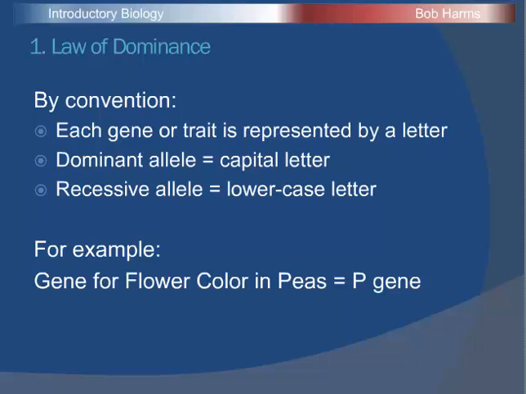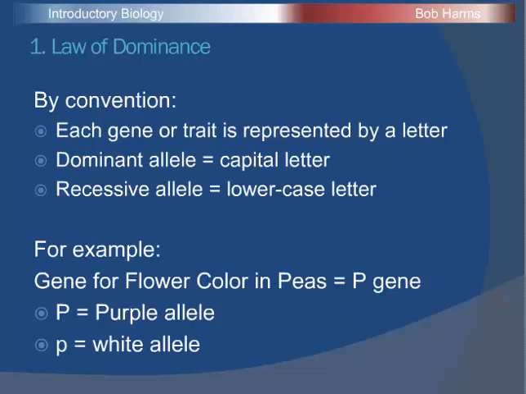So we're going to pick a letter. We'll just pick the P gene because that's what the book picked. And there are two different alleles for the P gene. There's the purple allele, and that was the dominant allele in his crosses, and so we're going to call that capital P for purple. And there's also a different version of that gene, the white allele, that codes for having a white flower color. Now that turns out to be recessive, and so we're going to call that little p or lowercase p.